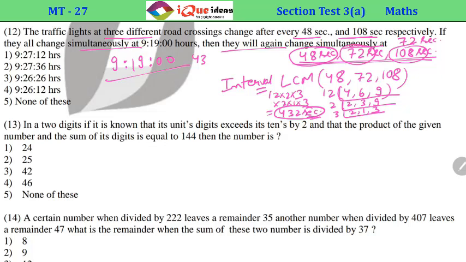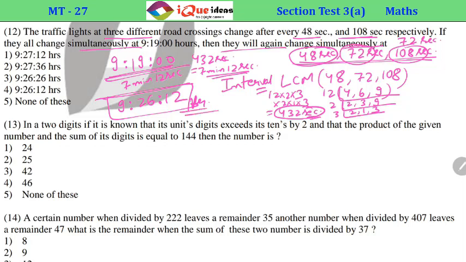Now 432 seconds, if you divide by 60, 420 will be divisible by 60. So it will be 7 minutes and 12 seconds. So what we have to do is add 7 minutes and 12 seconds to this time 9:19. So 9:19 plus 7 minutes will be 9:26 and 12 seconds. So this is the answer of this question. That is, the fourth option is the correct answer. All right. Now let's take up the next question.